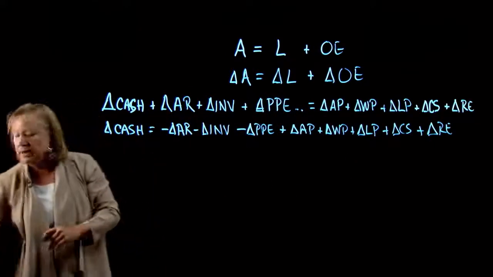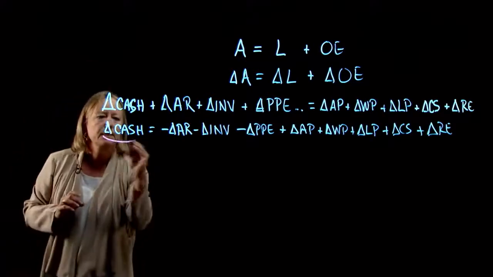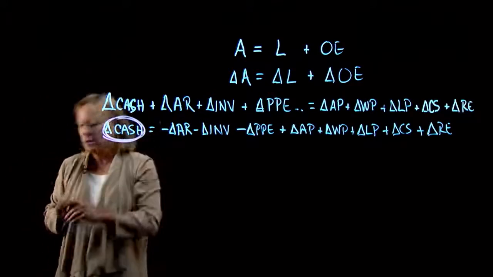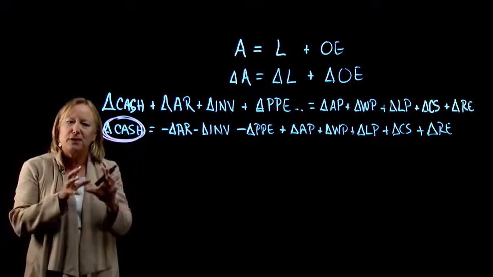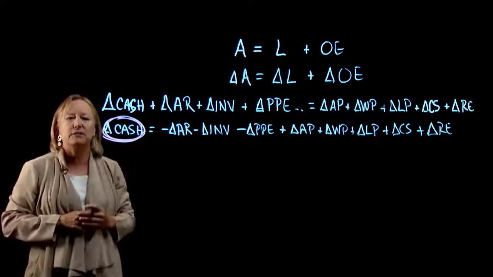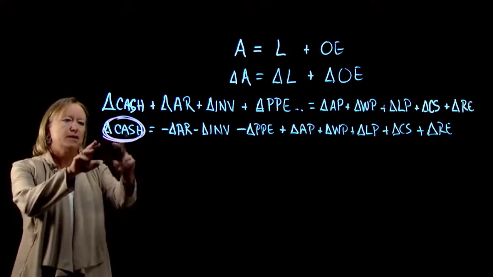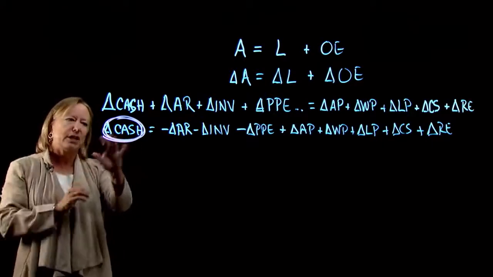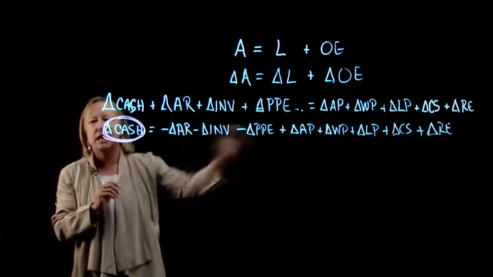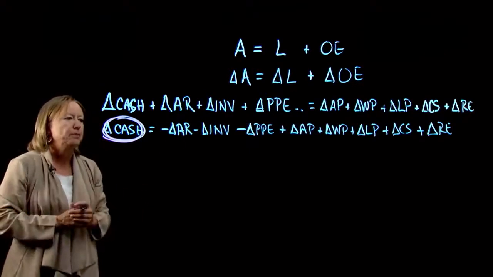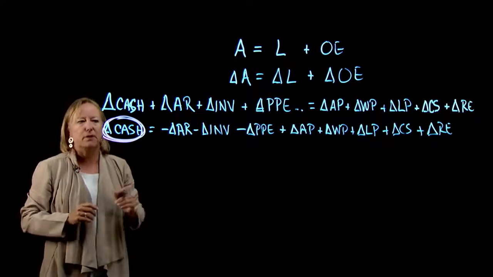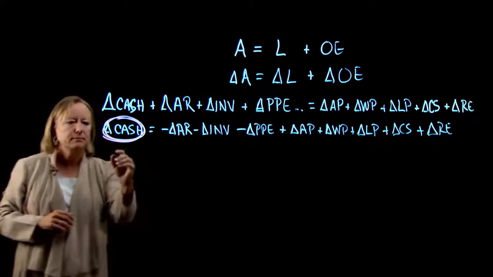So the purpose there was just to move everything to the other side of this equation. Now you'll notice here that on this side of the equation we've got change in cash. That's what the statement of cash flow is. It's an explanation of the change in cash. So you can see at this point, I can explain the change in cash using the change in all of these other balance sheet accounts. Let's add a little detail to some of those balance sheet accounts.